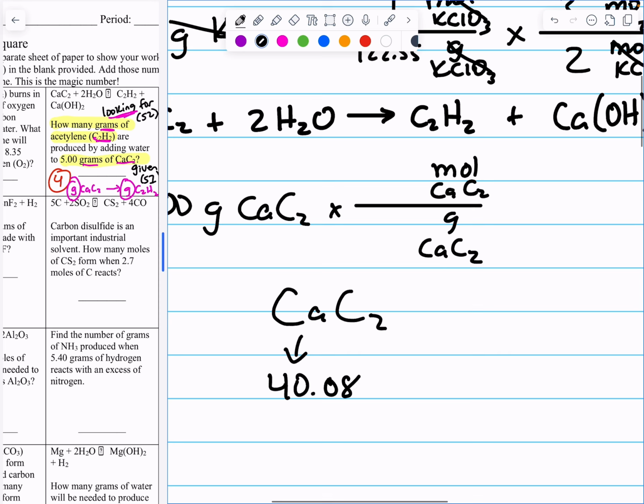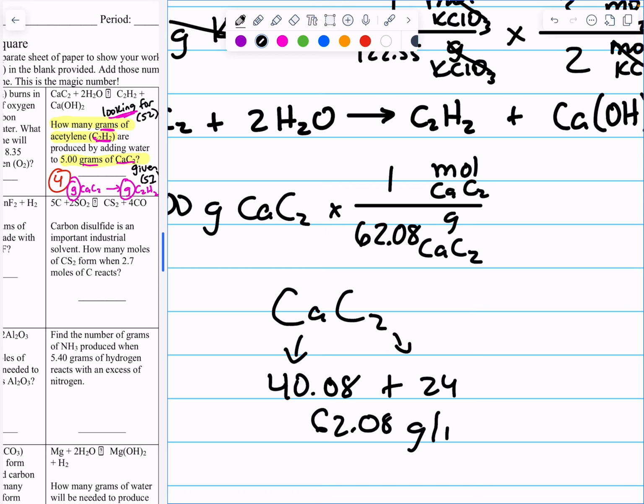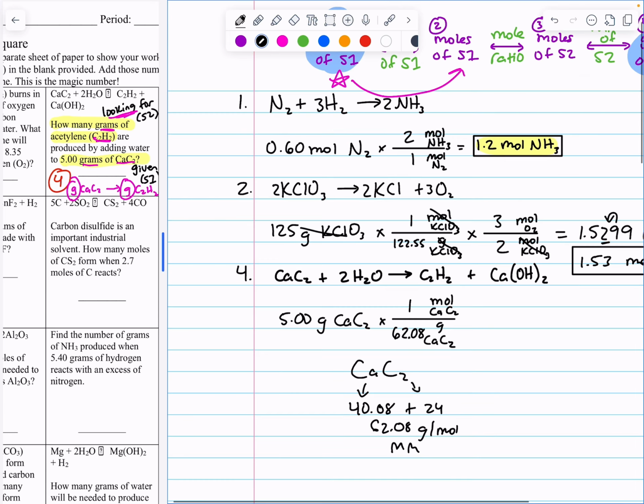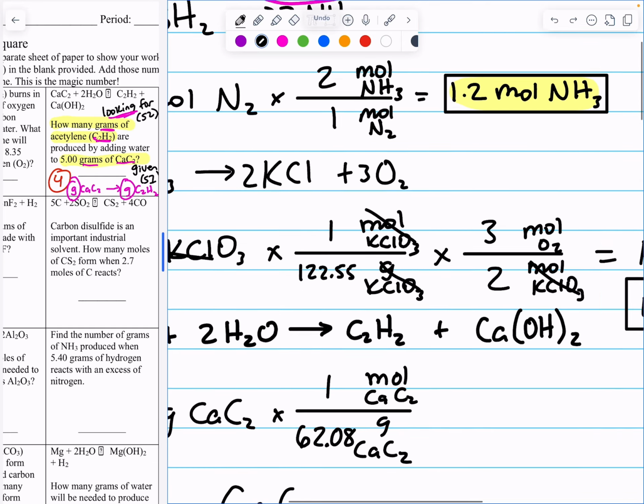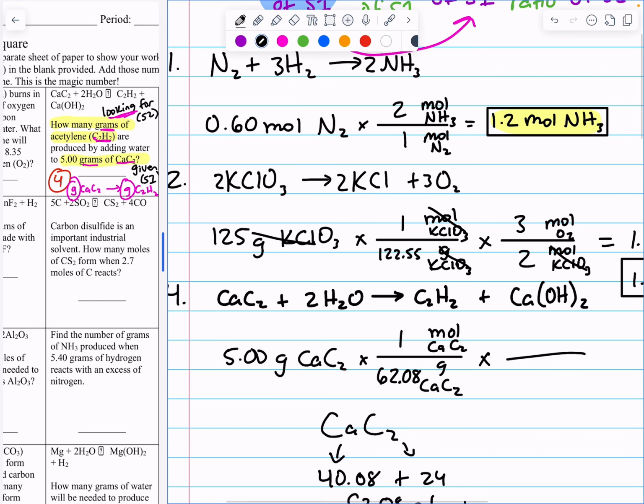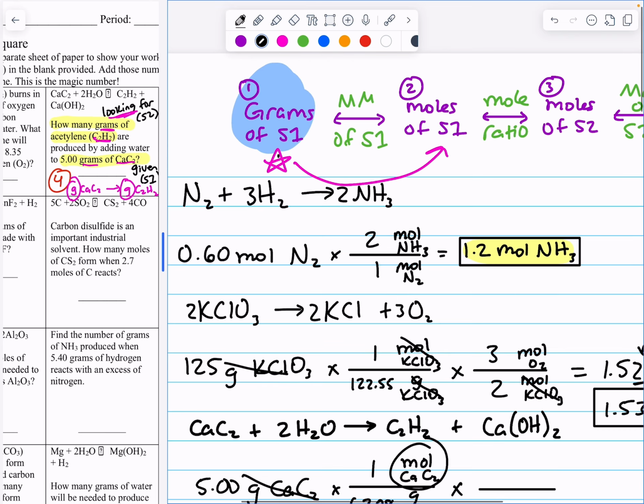40.08. Carbon is 12, but 12 times 2 is 24. Adding those 2 numbers together, I should get 62.08 grams per 1 mole. That's the molar mass, right? We went from here to here. I used the molar mass of substance 1 in my fraction. These units just canceled out. I'm left with moles of S1.